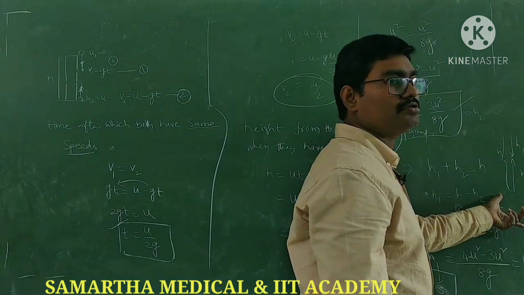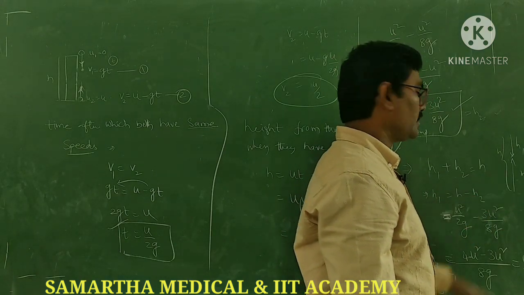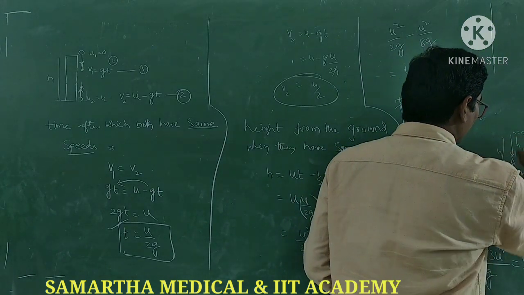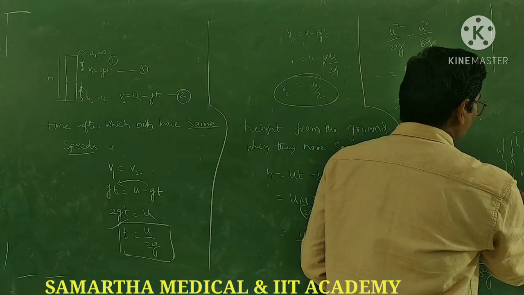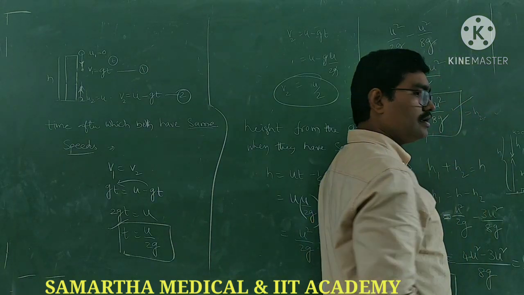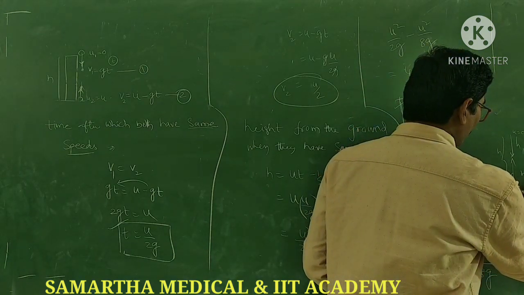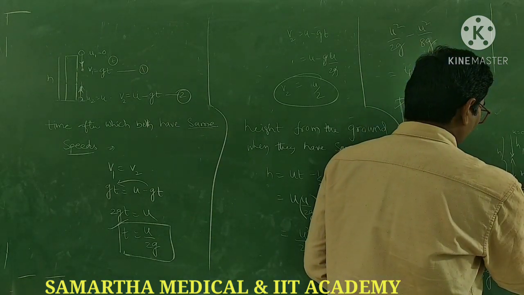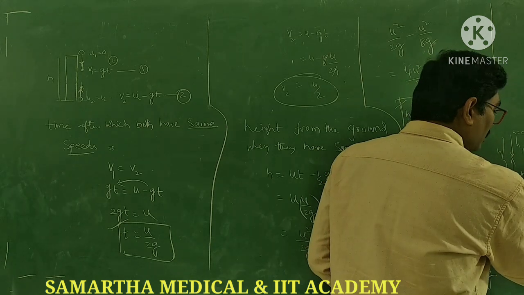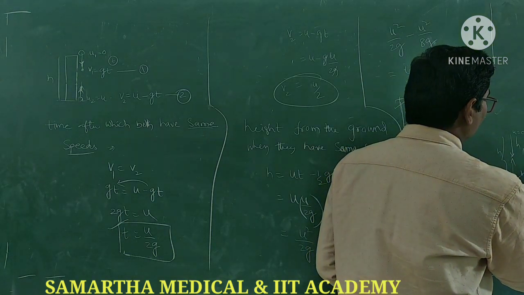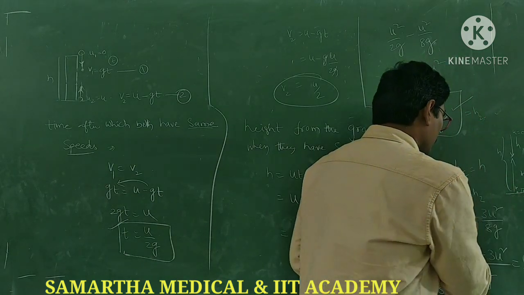How did you get this u square by 2g? See here, initial velocity of the body u is equal to 0 while it is coming down. So it hits with a speed of root 2gh. So v is equal to root 2gh. From this, after simplifying, you will get h is equal to u square by 2g. So u square by 2g.